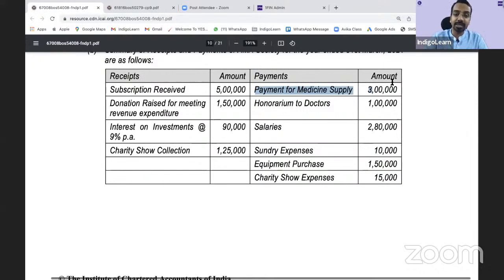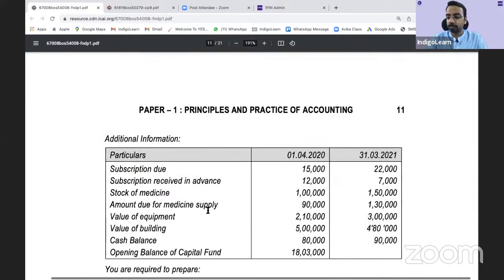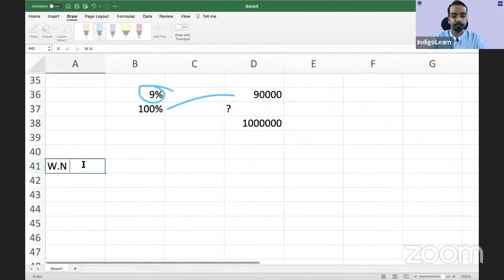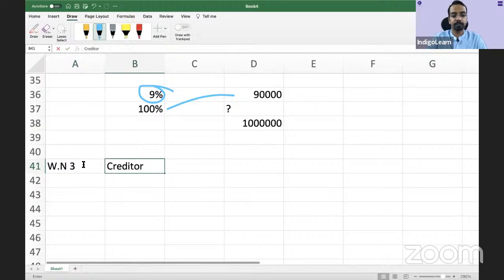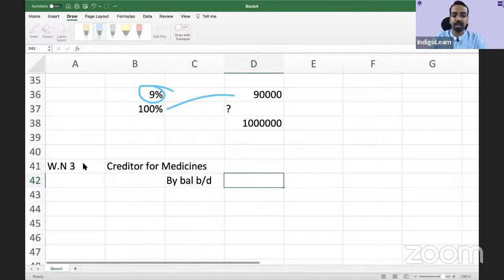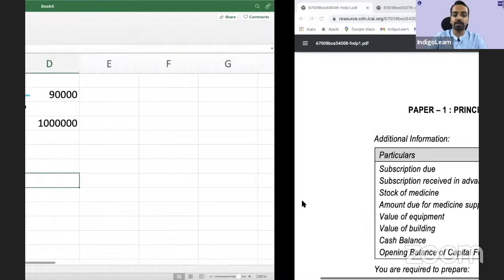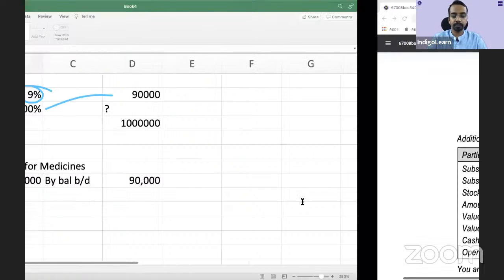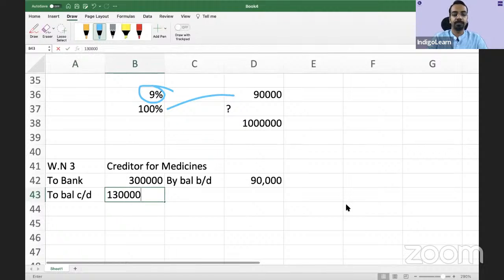So you have paid the suppliers 3 lakhs, and there is an amount due for medicine supply. These are basically creditors, opening balance and closing balance. So what you can do is, creditors for medicines, there is an opening balance. By balance brought down, how much is that? By balance brought down 90,000. You have paid to bank. The question said you have paid 3 lakhs, right? And the closing balance, balance carried down, is given to be 130, right?